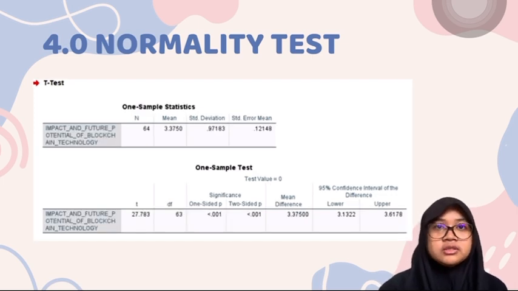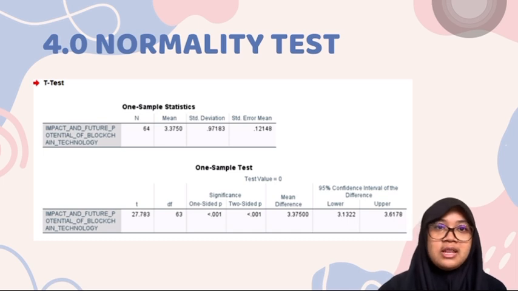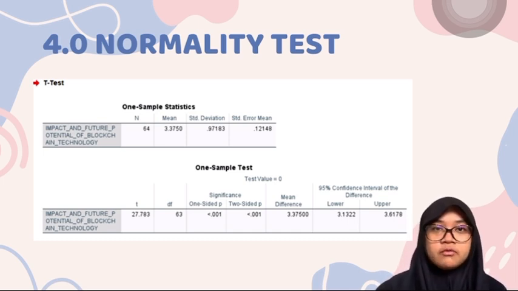For the last one, the t-test checks if the average score for the impact and future potential of blockchain adoption is different from zero. With a sample of 64, the average score is 3.38, the standard deviation is 0.97, the t-value is 27.78, and the p-values for both tests are less than 0.01, showing significantly different from zero. The mean ranges from 3.13 to 3.62, confirming the result is significant.